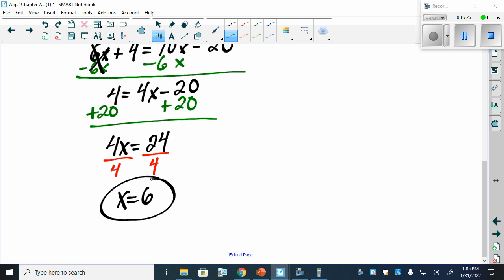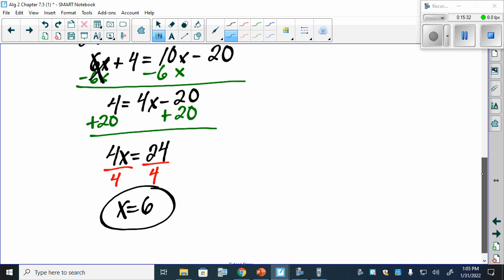Well, is 6 one of our restrictions? No. So that means it'll work here in the problem. So if we were to plug it back into the original equations, we would get that both sides are the same. They both have the exact same value. Any other questions on this here?